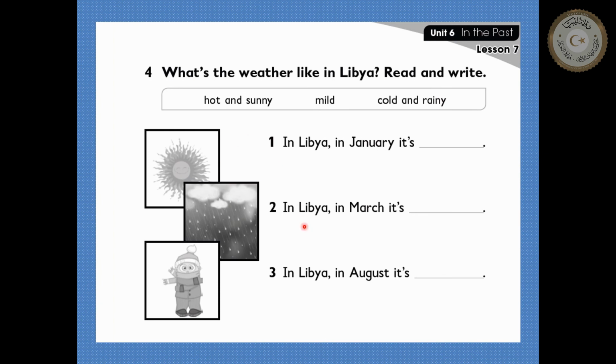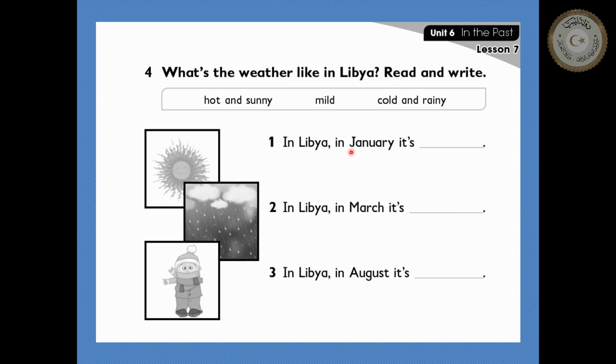The last thing today, it's number 4. What's the weather like in Libya? Read and write. Hot and sunny. Mild. Cold and rainy. Here we are speaking about Libya, but in different months. We know we have 12 months. We start from January and we finish with December.